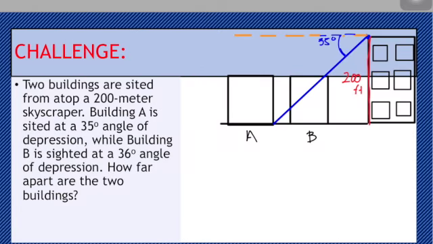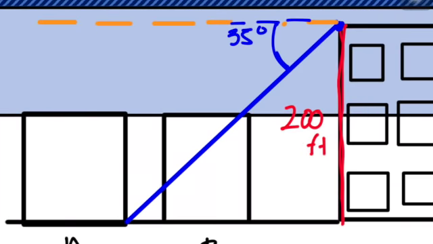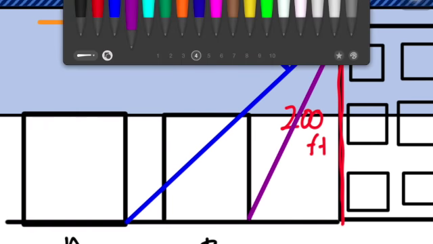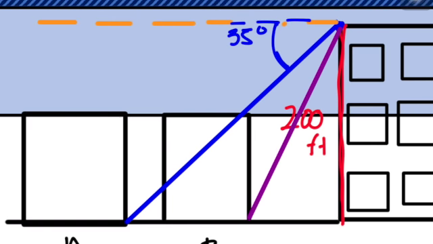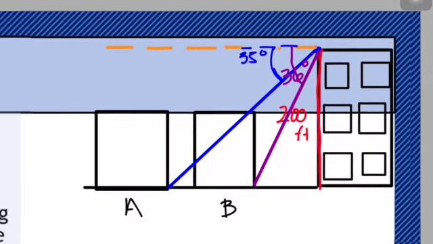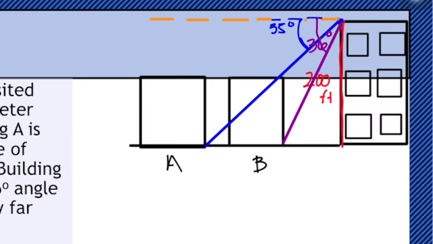Okay, then it says to building B, it has an angle of depression of 36 degrees. So from here to the bottom of building B, it'll look something like that. This guy has an angle of 36 degrees. So from the horizontal line all the way to that side, that is going to be 36 degrees. Okay, right? See how it's getting kind of tricky? Now we've got two triangles here. Okay, let's go ahead and identify these two triangles.